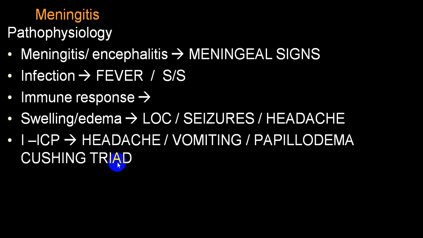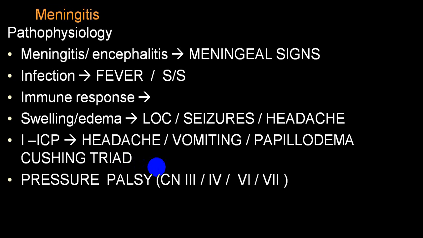Because of raised intracranial pressure, the person can also develop Cushing triad, where the person will have a wide pulse pressure, elevation of systolic blood pressure, bradycardia and bradypnea. This will be the classical Cushing triad because of a raised intracranial pressure.